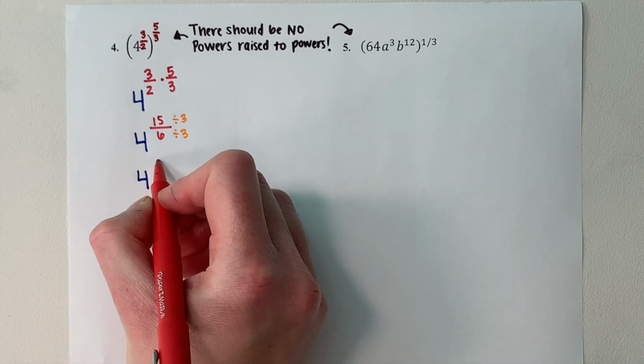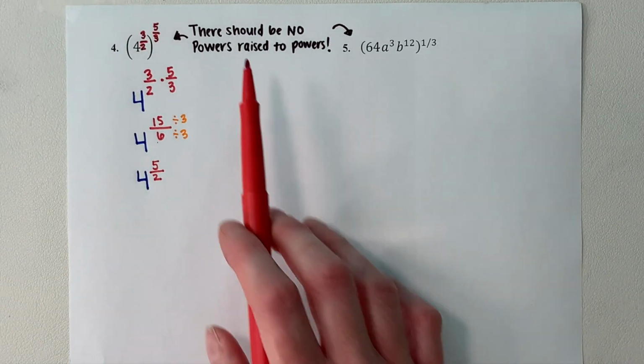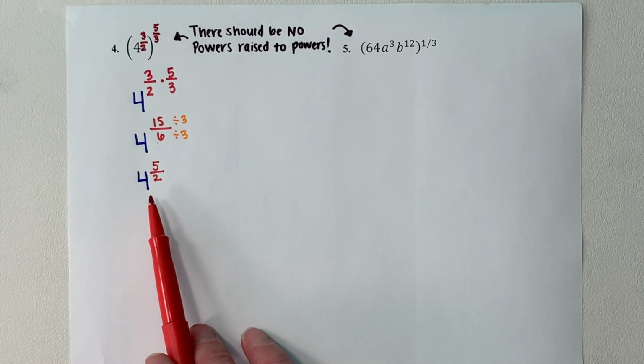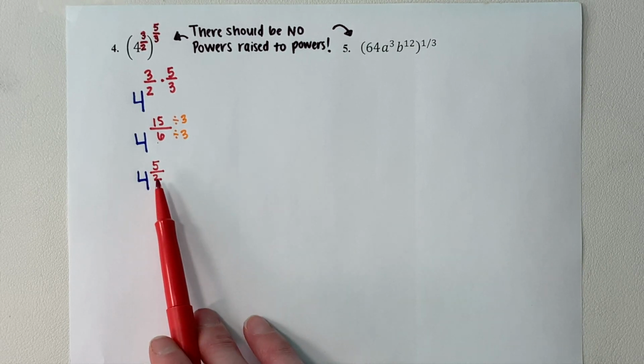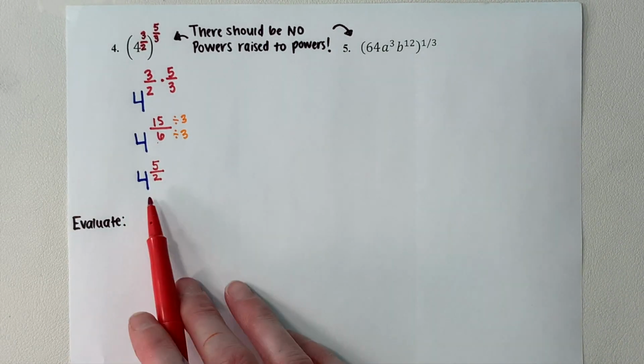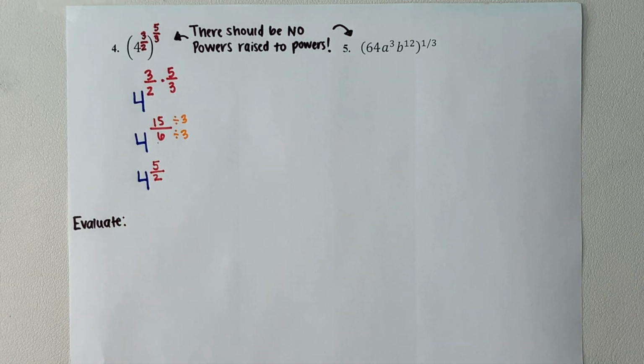15 divided by 3 gives us 5, and 6 divided by 3 gives us 2. Now, we fixed this issue. There are no longer powers raised to powers. But remember, if you end up with a number raised to a fractional exponent, we want to evaluate it. And we evaluate quantities involving fractional exponents by rewriting it as a radical.